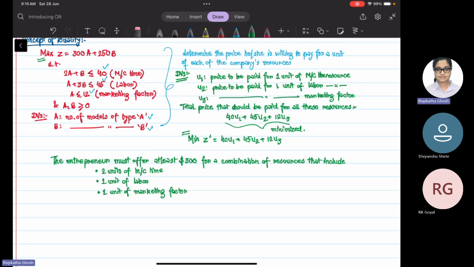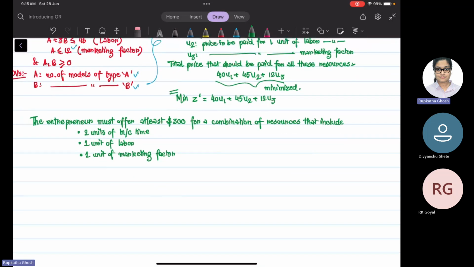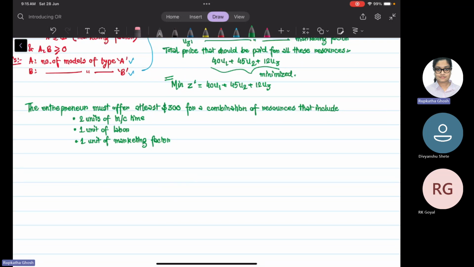right? So since the entrepreneur is offering 2u1 plus u2 plus u3 for all the resources to be used for producing 1 unit of model A, then in this case for the entrepreneur, at least after using the resources, what should happen? The profit should at least be 300 or more. So the equation becomes 2u1 plus u2 plus u3 greater than or equal to 300.